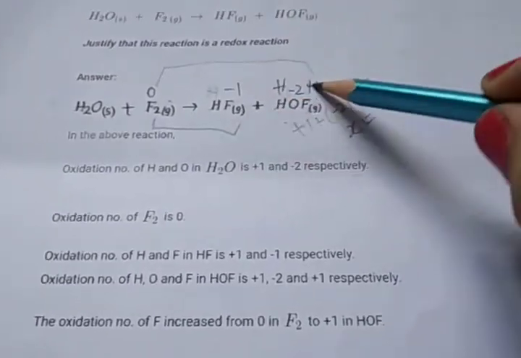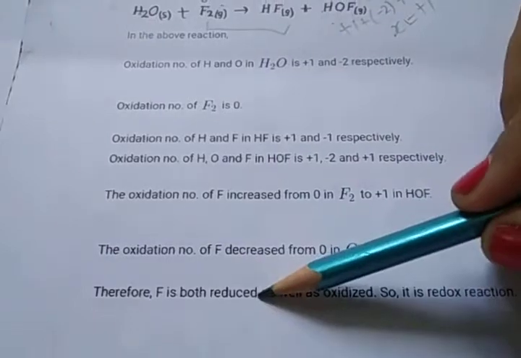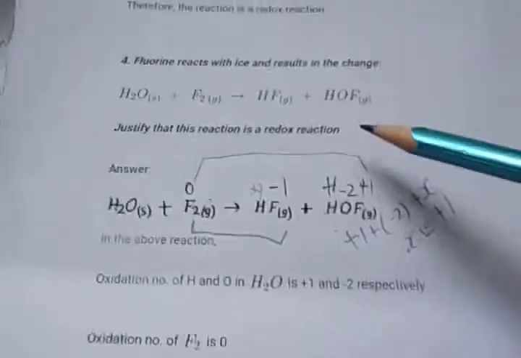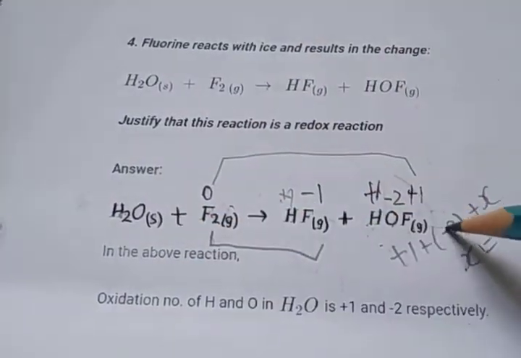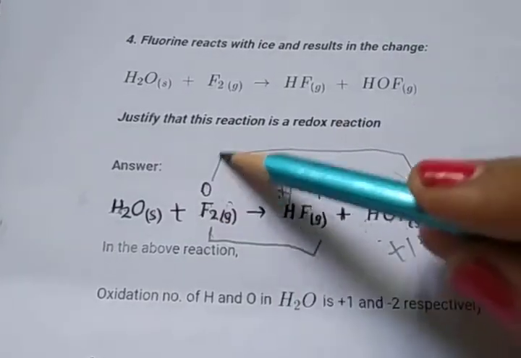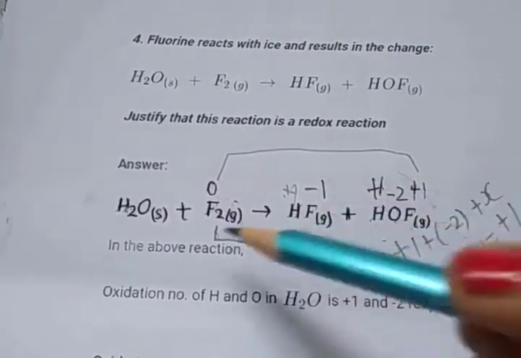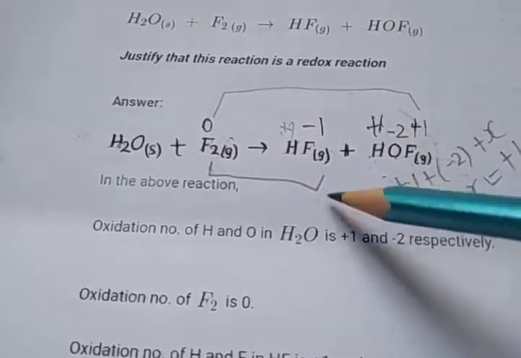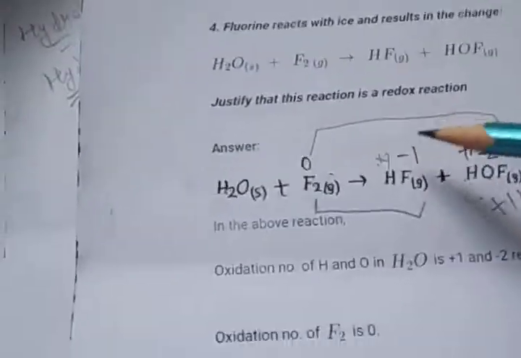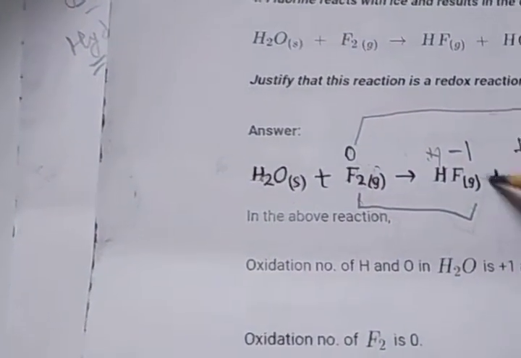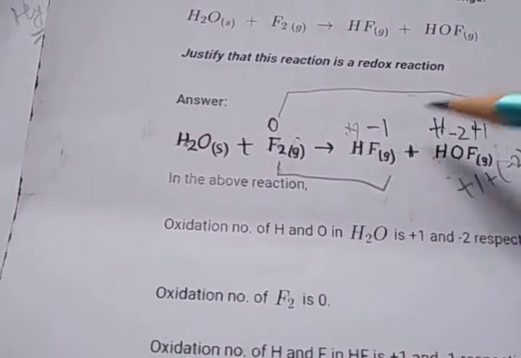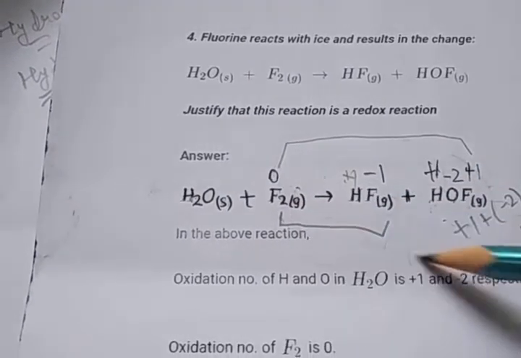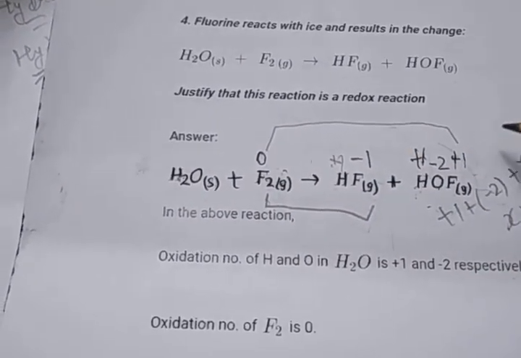So both occur in it. Therefore fluorine is both reduced as well as oxidized, so it is a redox reaction. Clear? So first you write the equation, then you write the oxidation numbers: if it increases, it is oxidation, and if it decreases, it is reduction. Both occur in this reaction. So the oxidation number of fluorine goes 0, -1 and then +1. This is a disproportionation reaction, where fluorine is both reduced as well as oxidized, so it is a redox reaction.